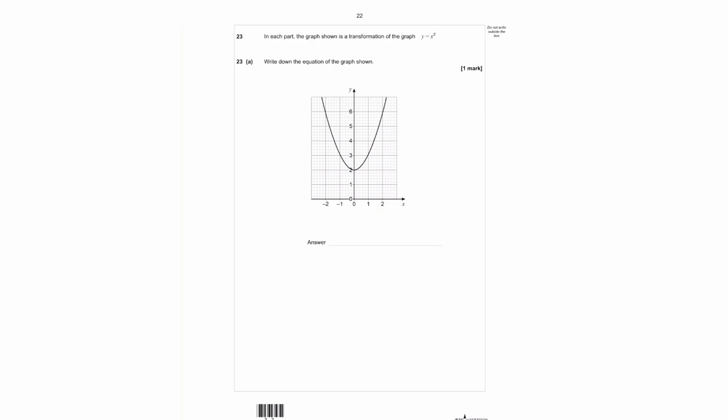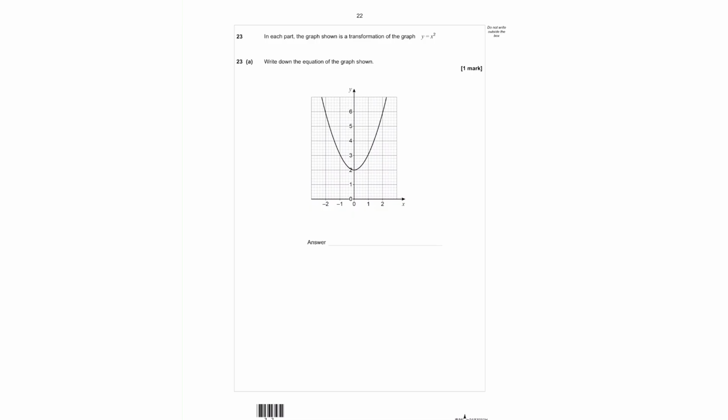And moving on to the last question, question 23, we're given this y equals x squared graph, and we're told to write down the equation of the graph shown. One way I like to do this if you're ever struggling is let's just plot the original graph. So y equals x squared.